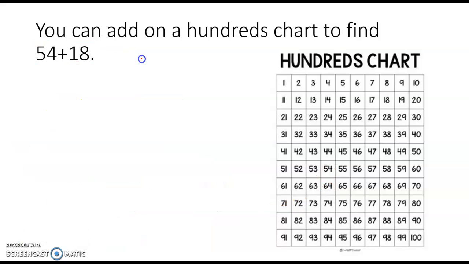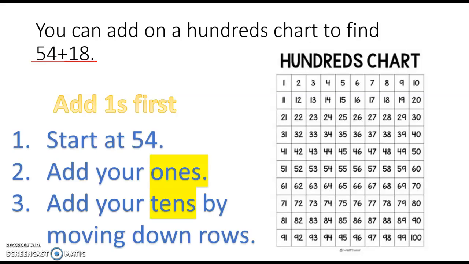Let's look at another way. We're still looking for 54 plus 18. I can add my ones first. So again, we're still starting at 54. The only thing is, now instead of doing my tens first, I'm doing my ones first. So 54, I have 8 ones that I'm adding. So I count 1, 2, 3, 4, 5, 6, 7, 8, and I land on 62.